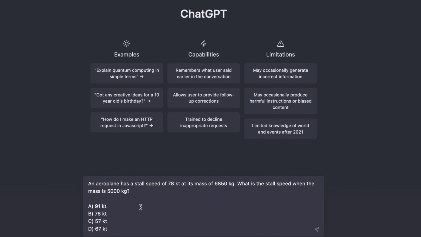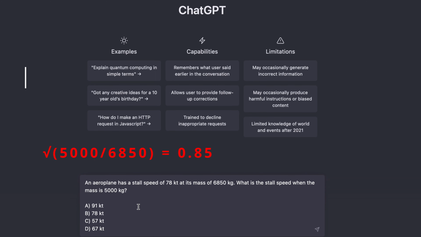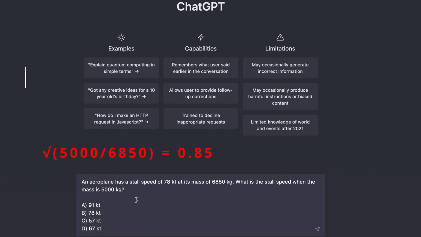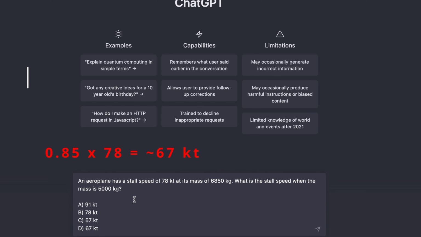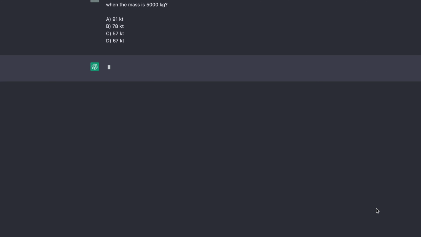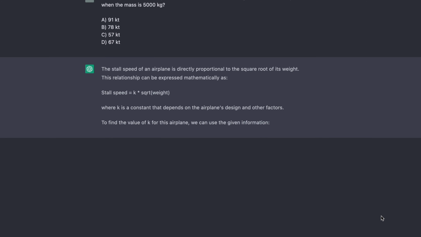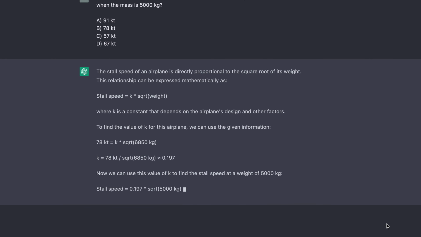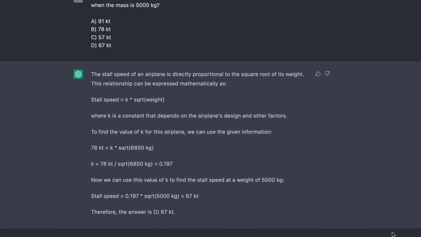To calculate this, you have to multiply the stall speed by the square root of the change. 5,000 divided by 6,850 gives us 0.85. 0.85 times the old stall speed of 78 gives us 66.6 whatever. So answer D is correct. Let's see how we do. Oh, well, okay. That's actually a simpler way to do it.